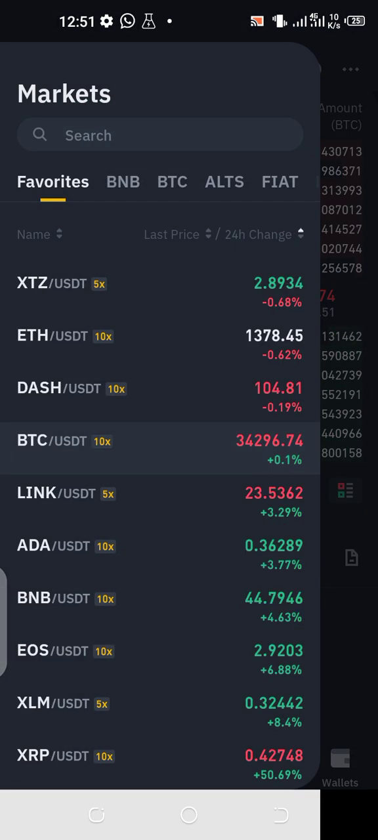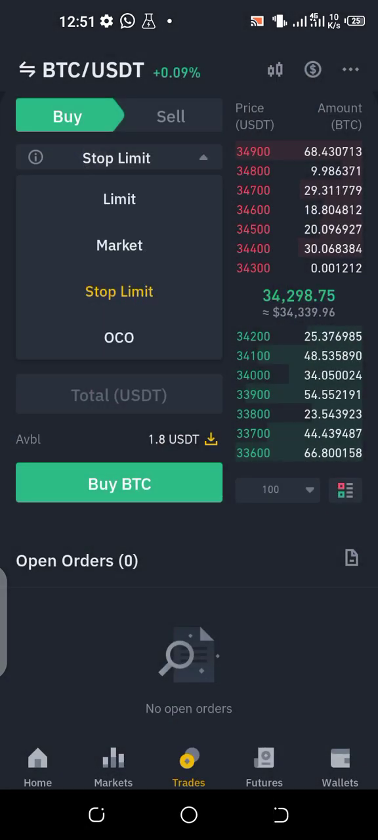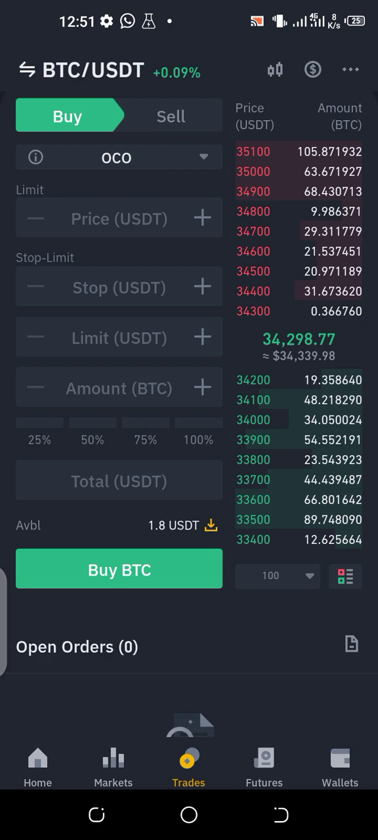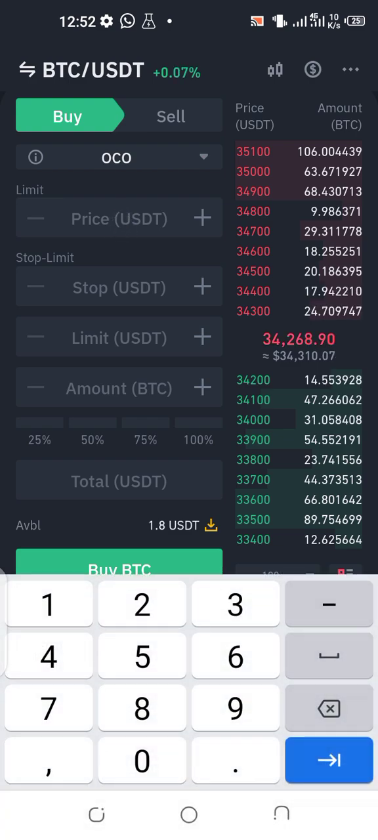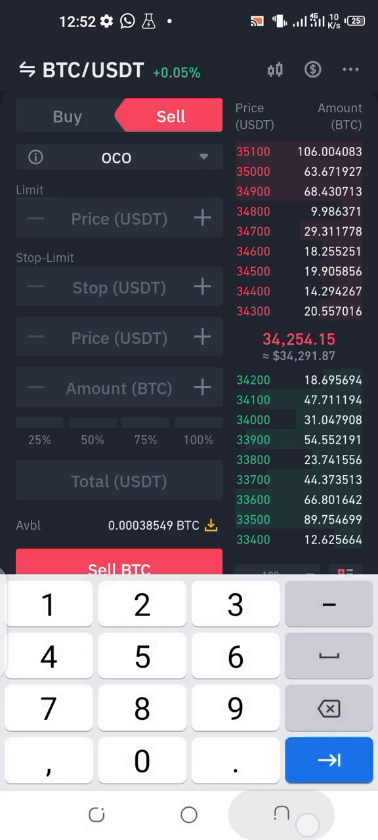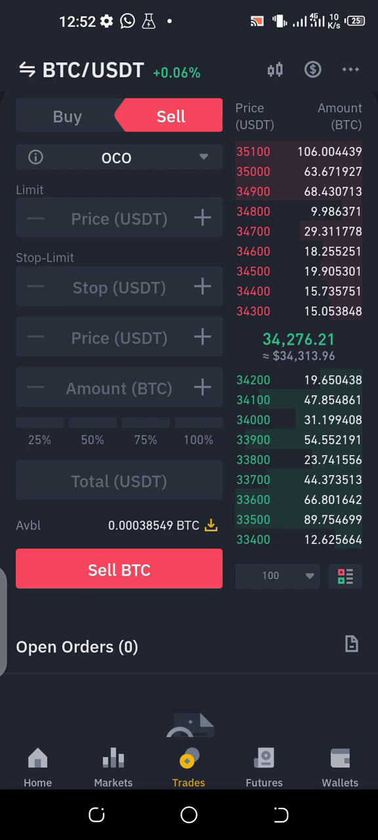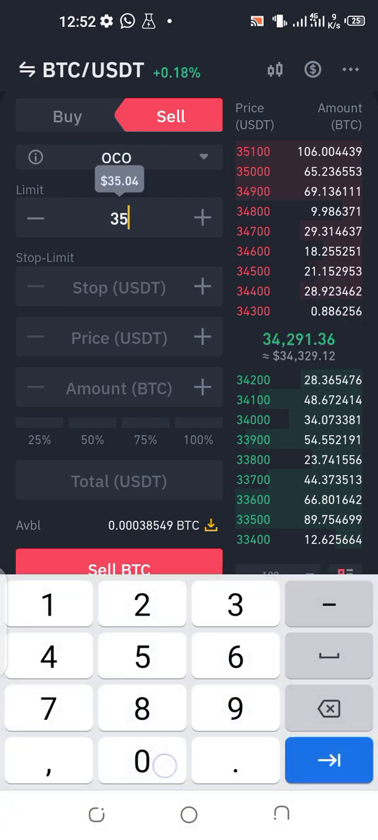Now, the last order there is OCO. It's an open conditional order. It's a conditional order basically. Now it's a combination of limit and stop limit orders. So, for example, I have BTC currently worth $34,276 per Bitcoin. I think it might rise to 35,000, and if it does, I would like to sell at that price. So I put a limit order for 35,000.